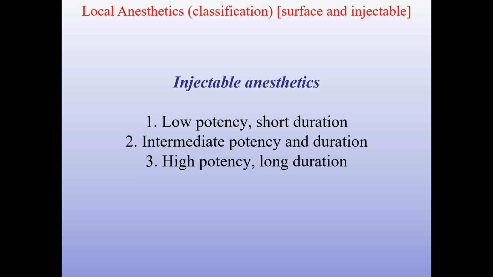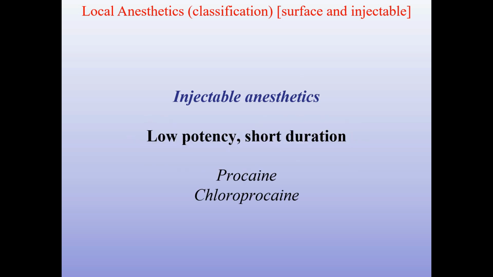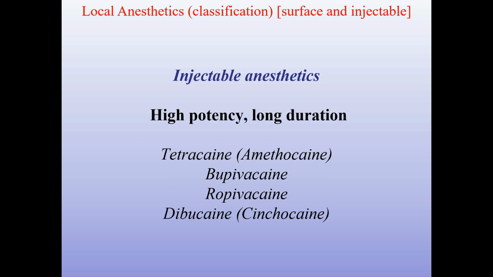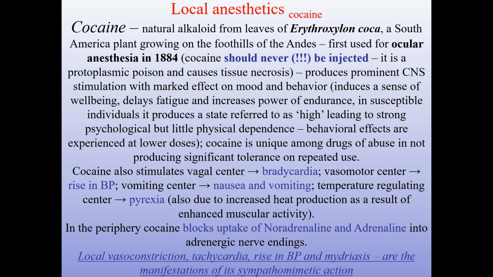Injectable anesthetics. They are classified into low potency, short duration; intermediate potency and duration; high potency, long duration. Low potency, short duration are procaine and chloroprocaine. Intermediate potency and duration: lidocaine or lignocaine and prilocaine. High potency, long duration: tetracaine, bupivacaine, ropivacaine and dibucaine. So let's discuss all of them in detail.